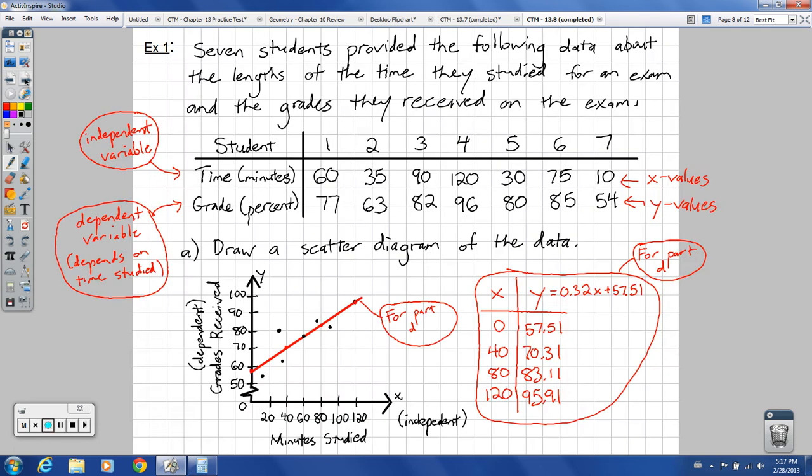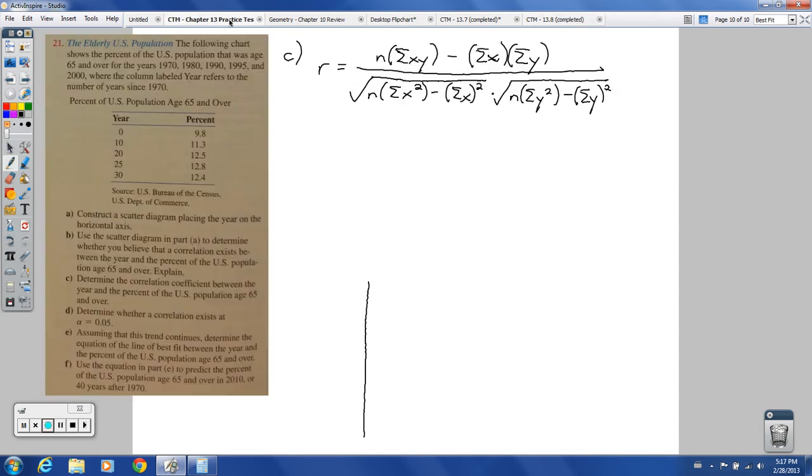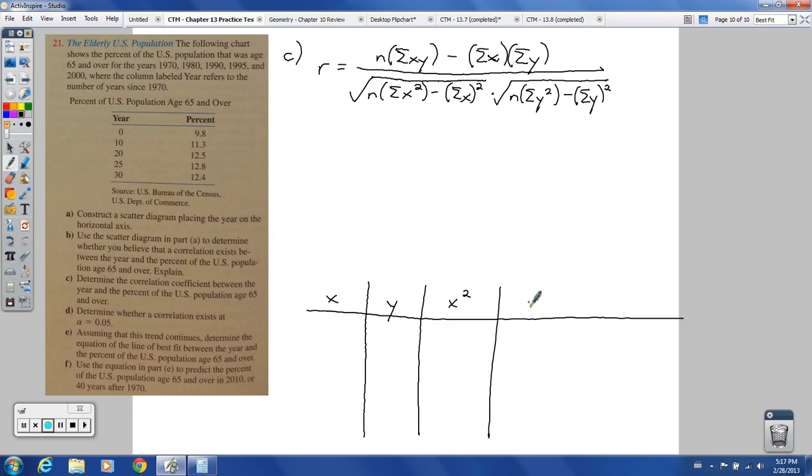But let's see what we got here. I almost want to just copy this. Nah, I'll make a new one. So x, y, x squared, y squared, and xy. I need to do that here. x, y, x squared, y squared, and then the xy parts. And then this is going to be the sums. So this will be down here. These are the sums.